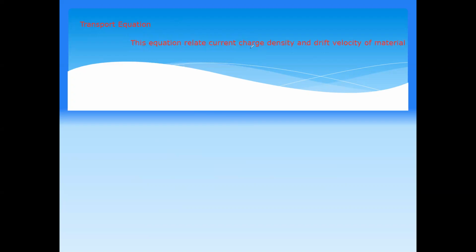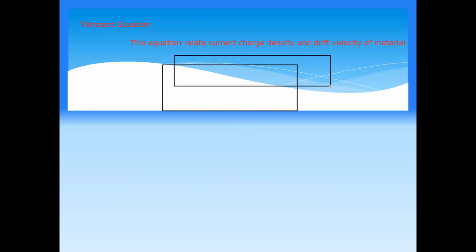And what is a transport equation? There is a small derivation. I will derive that. You should understand how it is derived, and at the end, how we can use this equation to show a relation between drift velocity, charge carrier, and the current. For example, you have a material with area A, and the length of this material is L from one end to another.